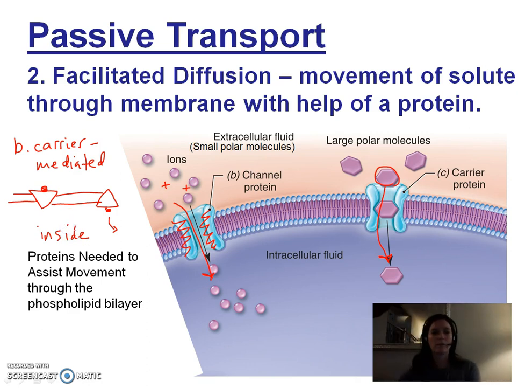But carrier-mediated diffusion involves a shape change, or a conformational change, in the protein that releases a molecule from one side to the other. So channel proteins are typically used for small polar molecules, and carrier proteins are typically used for large molecules or large polar molecules. The important part about this is that in facilitated diffusion, we are still going down a concentration gradient.